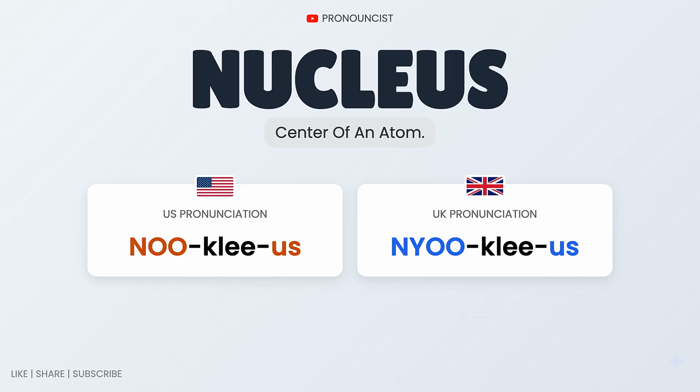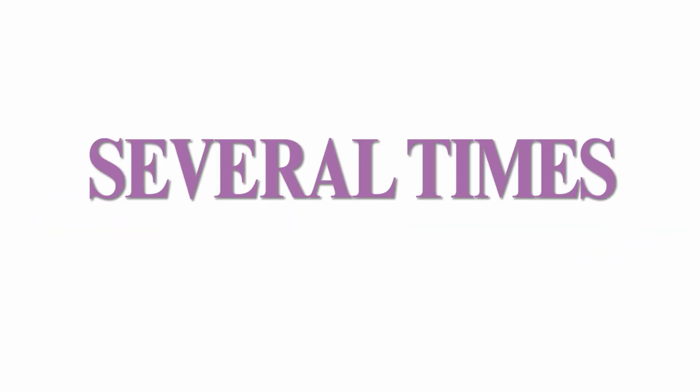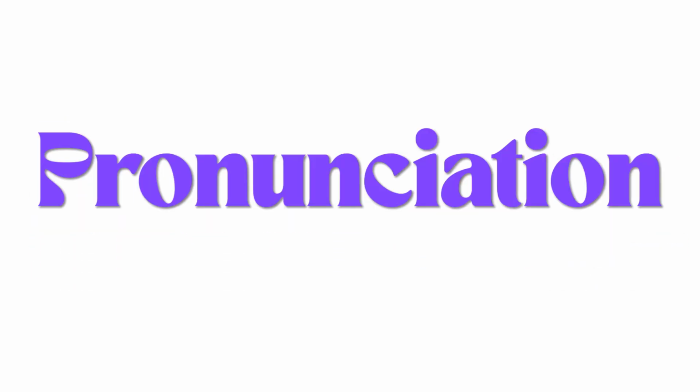Stress nu and keep cleus smooth. Nucleus, nucleus. Practice repeatedly and you'll soon be able to say this word perfectly. The best way to practice is to repeat the syllable multiple times. The meaning of the word is center of an atom. Try repeating this word several times to improve your pronunciation.